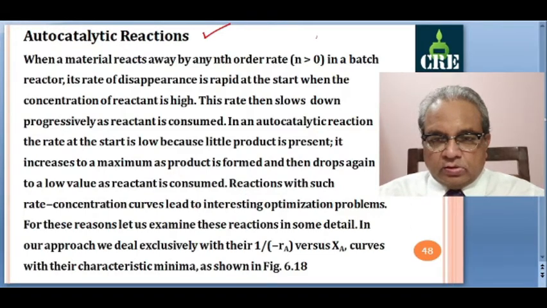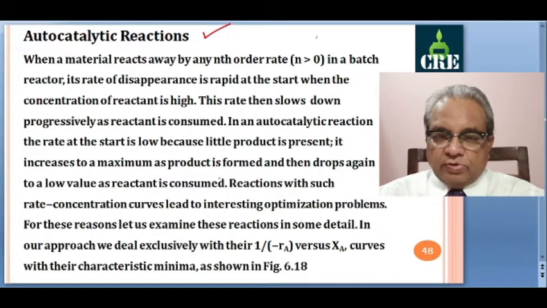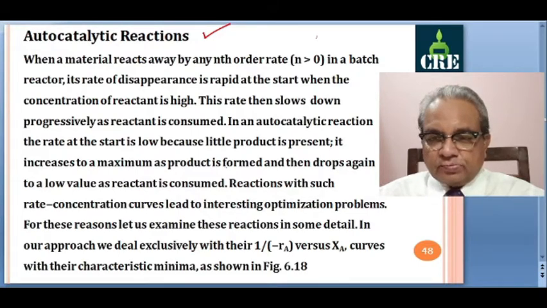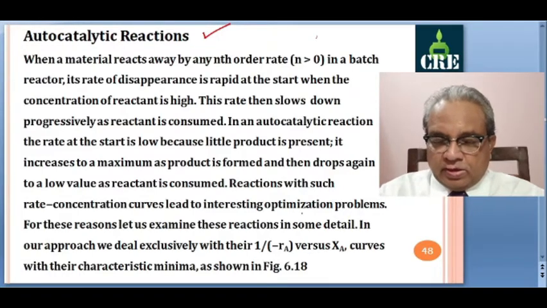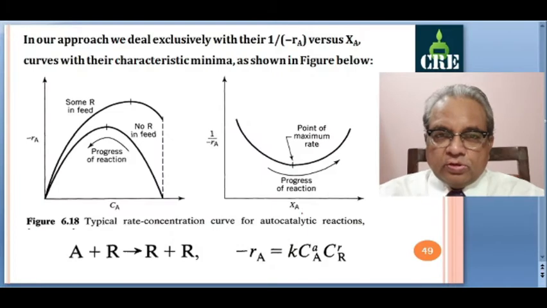Reactions with such rate concentration curve lead to an interesting optimization problem. For these reasons, we examine here these reactions in somewhat details. In our approach, we deal exclusively with their 1 upon minus Ra versus Xa curves with the characteristic minima, and that is shown in this figure. Now you are familiar with this figure.